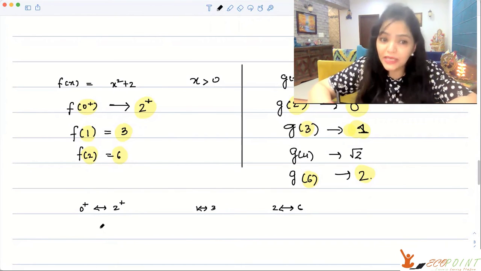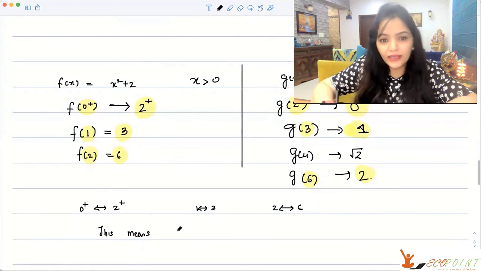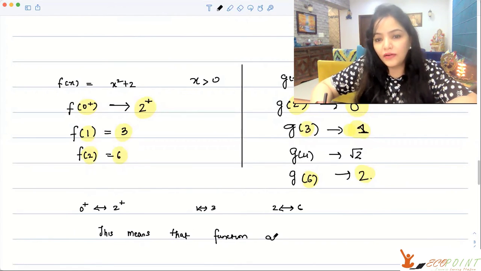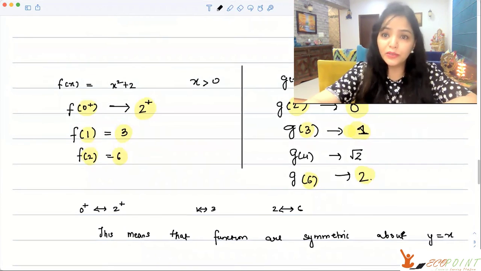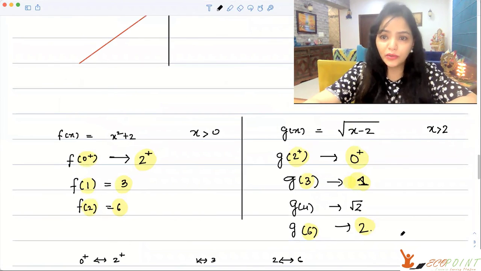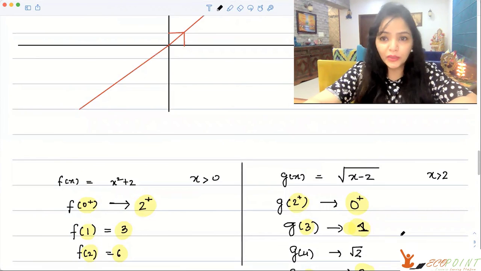So this means that the functions are symmetric about y equals to x. They're symmetric about y equals to x because the invertible relation is such.